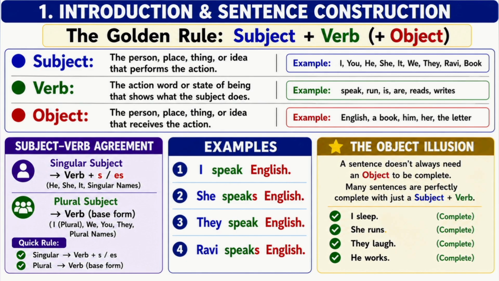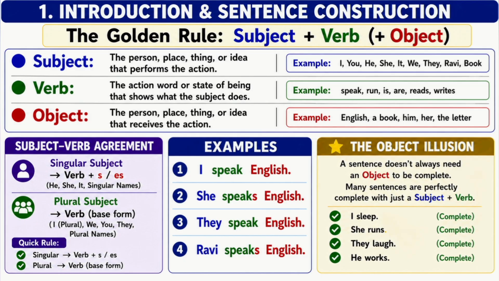The basic foundation of English grammar relies on a specific sequence known as the Golden Rule, which is subject plus verb plus object. The subject is defined as the person, place, thing, or idea that is performing the action in the sentence. Examples of subjects include pronouns like I, you, he, she, it, we, and they, or specific names and items like Ravi and book.